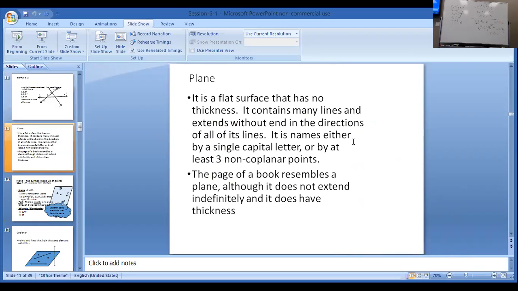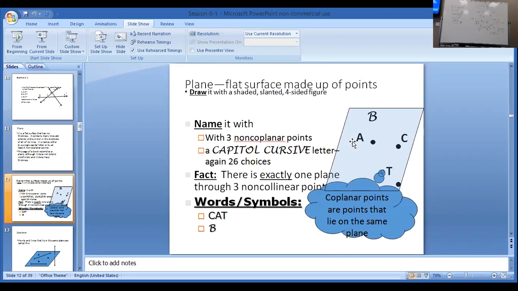A plane is a flat surface that has no thickness, contains many lines, and extends without end in the direction of all the lines. Its name is either a single capital letter or at least three non-collinear points. The page in a book resembles a plane, but it's not an actual plane because it does have thickness and it doesn't extend indefinitely.